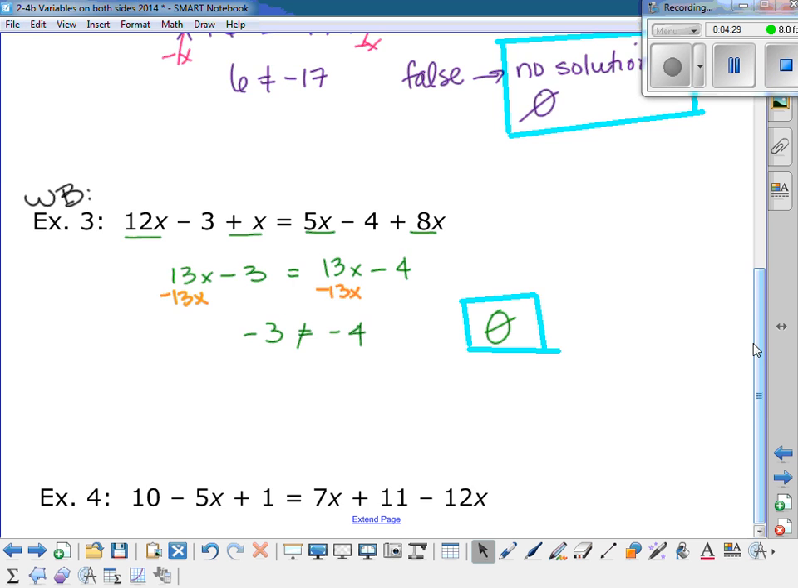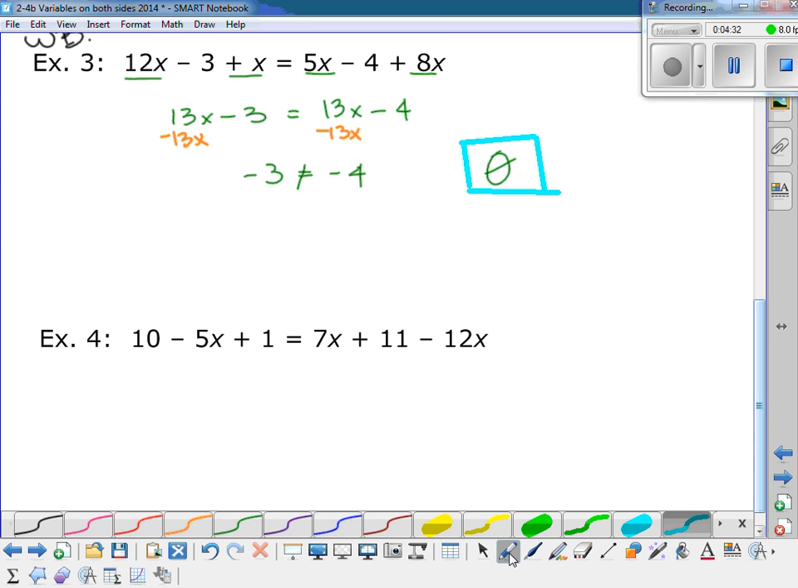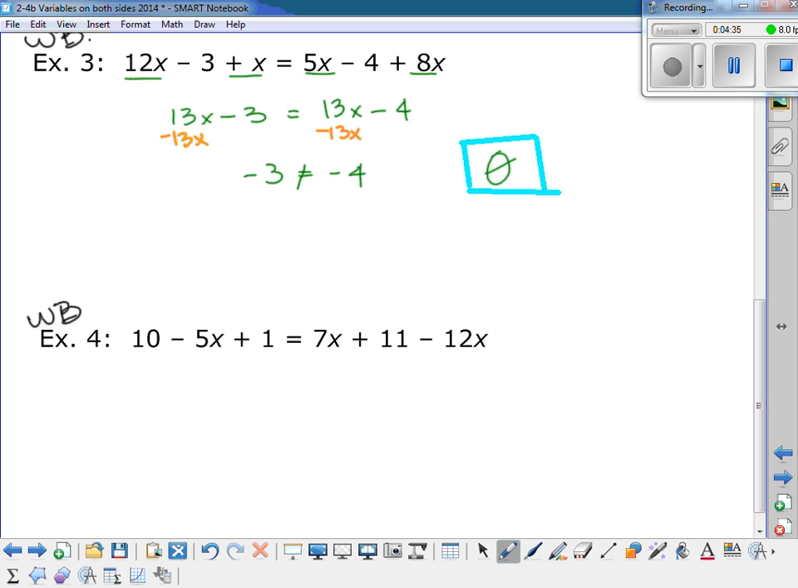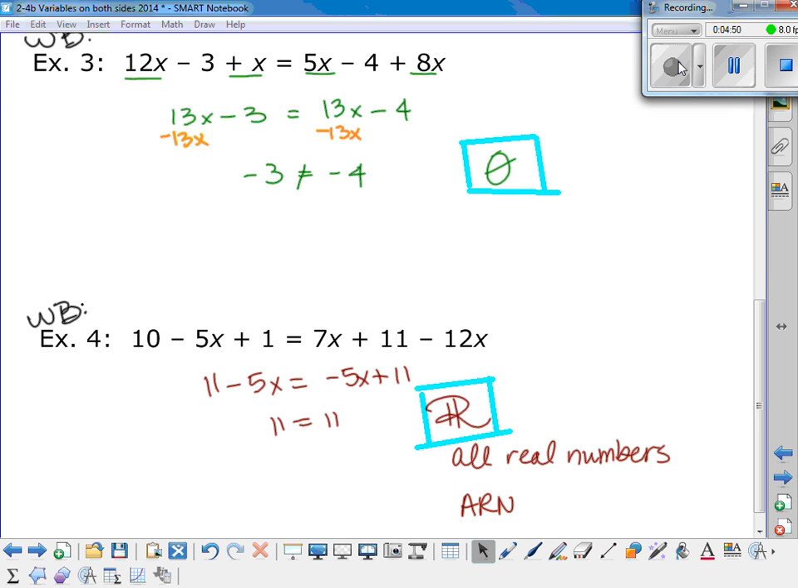Okay, here's another one for you guys to do on your whiteboards. 10 minus 5x plus 1 equals 7x plus 11 minus 12x. When you combine your like terms, you get 11 minus 5x on the left, and on the other side you get negative 5x plus 11. When you add 5x to both sides, you get 11 equals 11. So the answer is all real numbers. You can write the fancy R, you can write all real numbers, you can write ARN. I don't care which one you use, whatever you feel like writing.